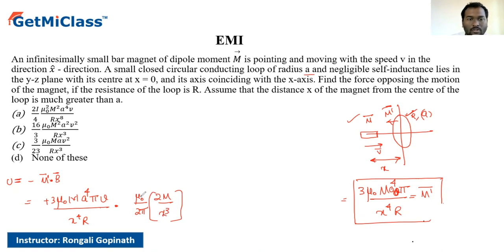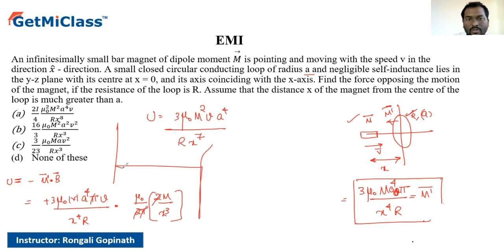So that would make it as pi gets cancelled again, 2 gets cancelled again. Thus U equals to 3 mu naught m square v a power 4 by R x power 7. Now the force, the conservative force F is also given by minus of dU by dx, if you remember from Newton's laws of motion or work energy. Just taking the derivative of this.